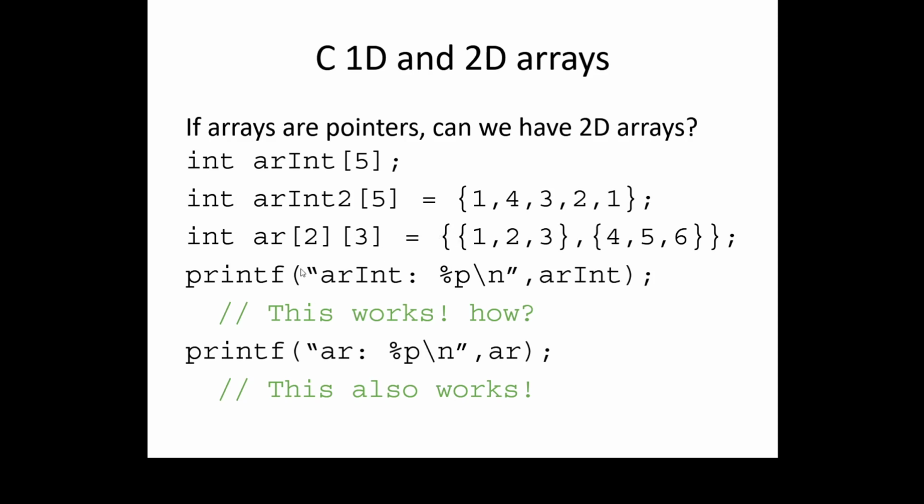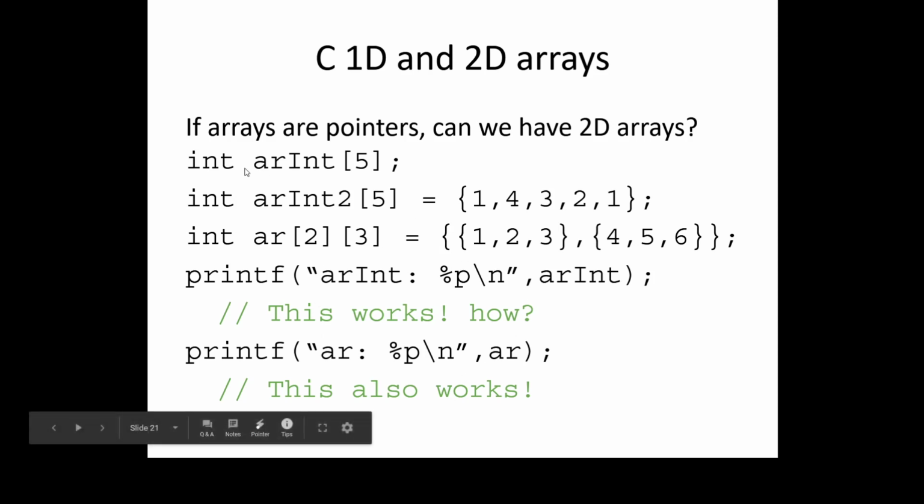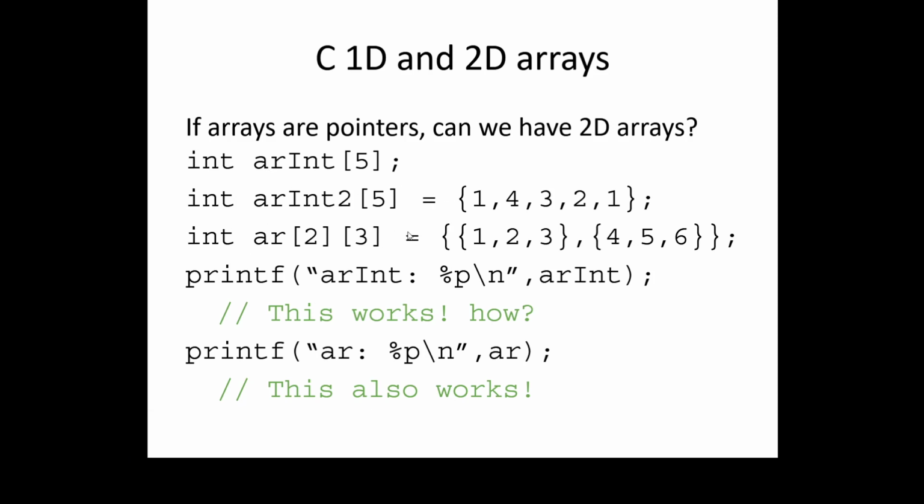Well, in C, you can. You can copy the code here and print it out, and then see that this works. We can create an array this way, and this is now a 2D array. So how does this actually work?